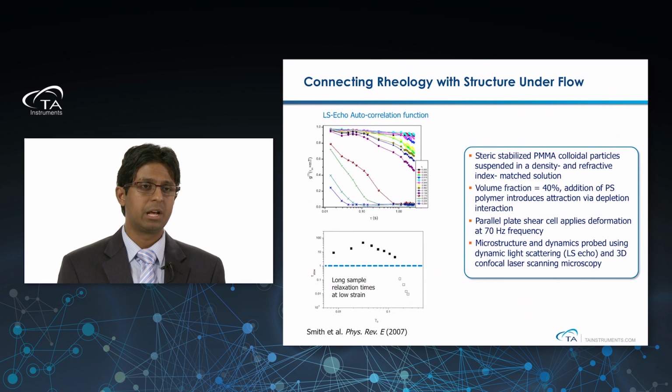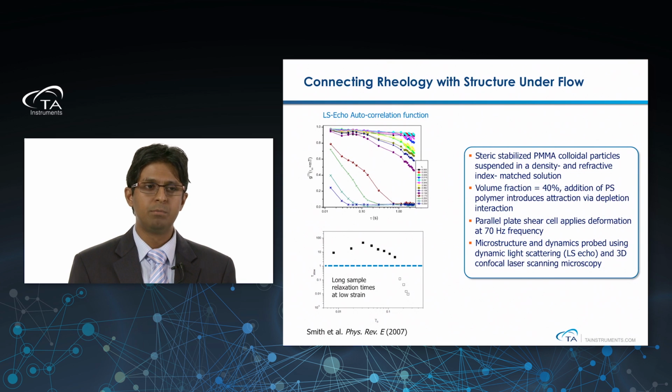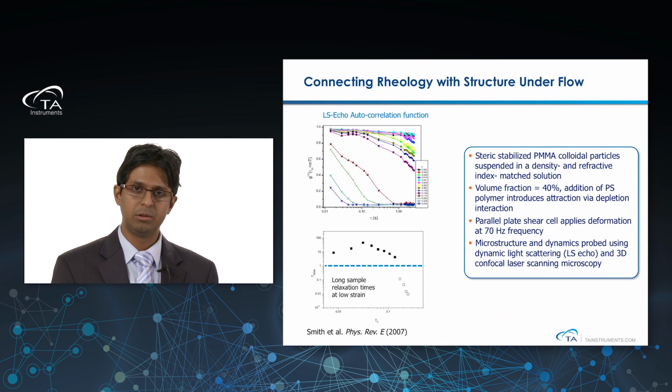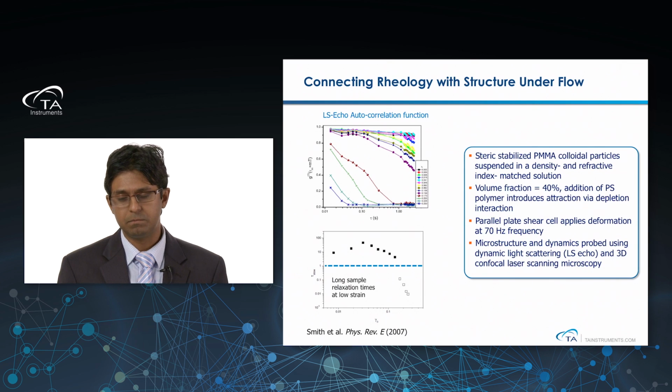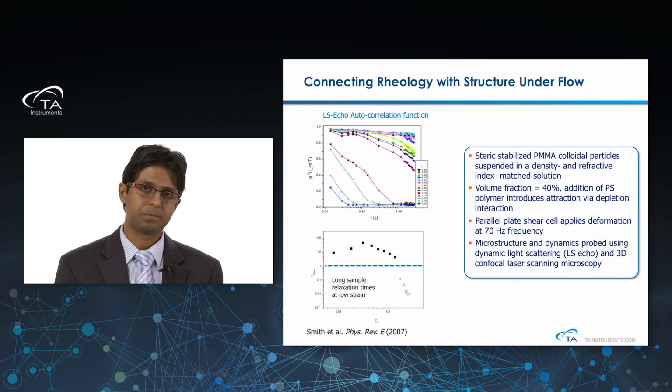The gels used in the study are fairly high volume fraction, about 40%, and the addition of polystyrene polymer introduces attraction between the colloidal particles via depletion. A custom-built parallel plate shear cell was used in the study that's capable of applying deformation at 70 Hertz frequency at different strains. And the microstructure and the dynamics were probed using dynamic light scattering, using the light scattering echo technique, and 3D confocal scanning microscopy.